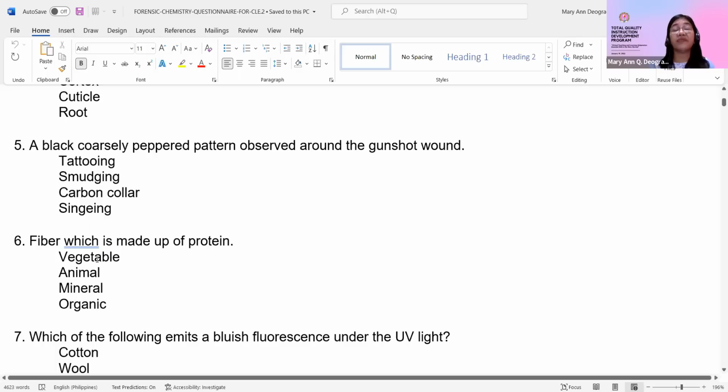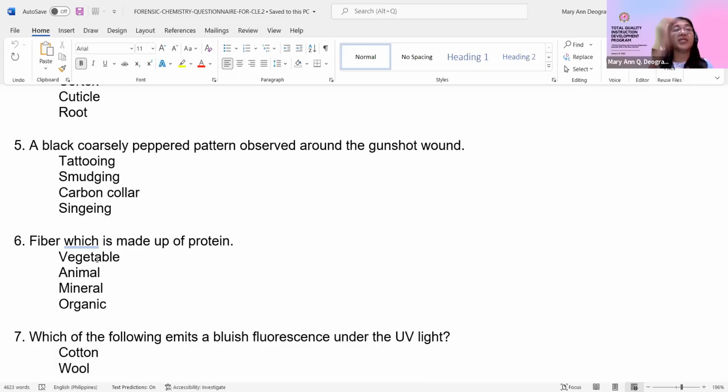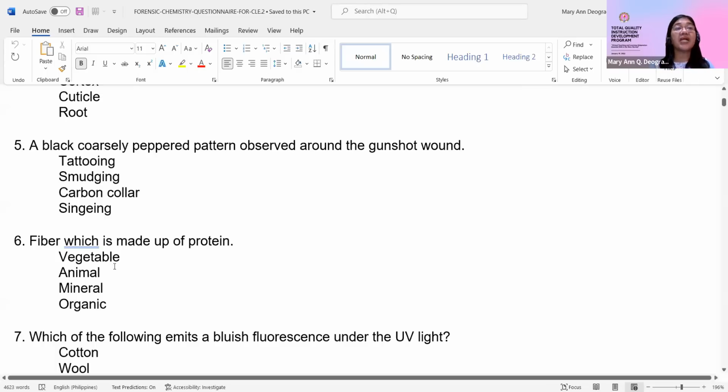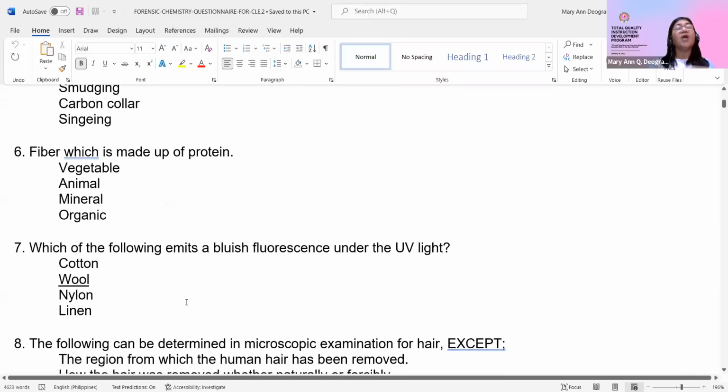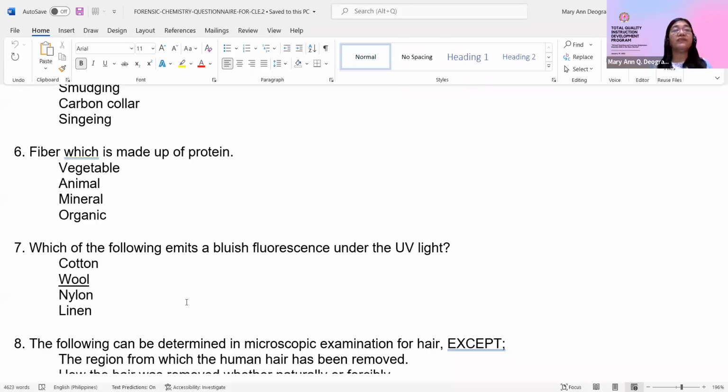So most vegetables do not consist of protein. So the best answer there is animal. Okay, number 7. Which of the following emits a bluish fluorescence under the UV light?